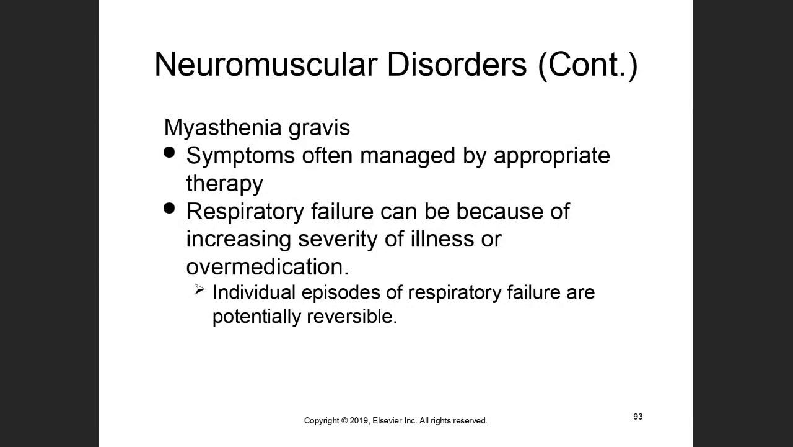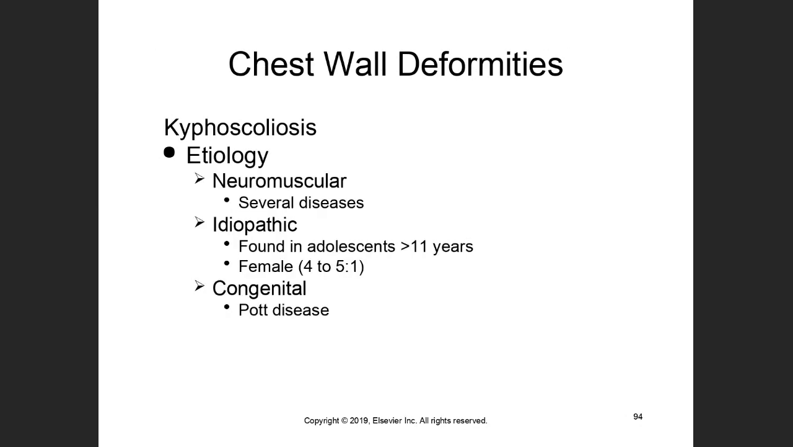Symptoms are often managed by appropriate therapy. Respiratory failure can occur because of increased severity of the illness. Most of the time, one of the main clinical signs is vision problems. Those patients have vision problems and problems with swallowing.